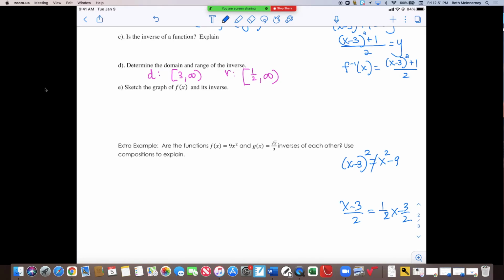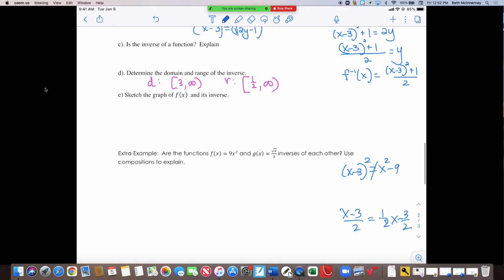The problem is x minus 3 squared is not x squared minus 3 squared. That's x minus 3 times x minus 3. You do all that foiling. So just be careful with this. Okay? You cannot do that. All right, so now, is the inverse a function?